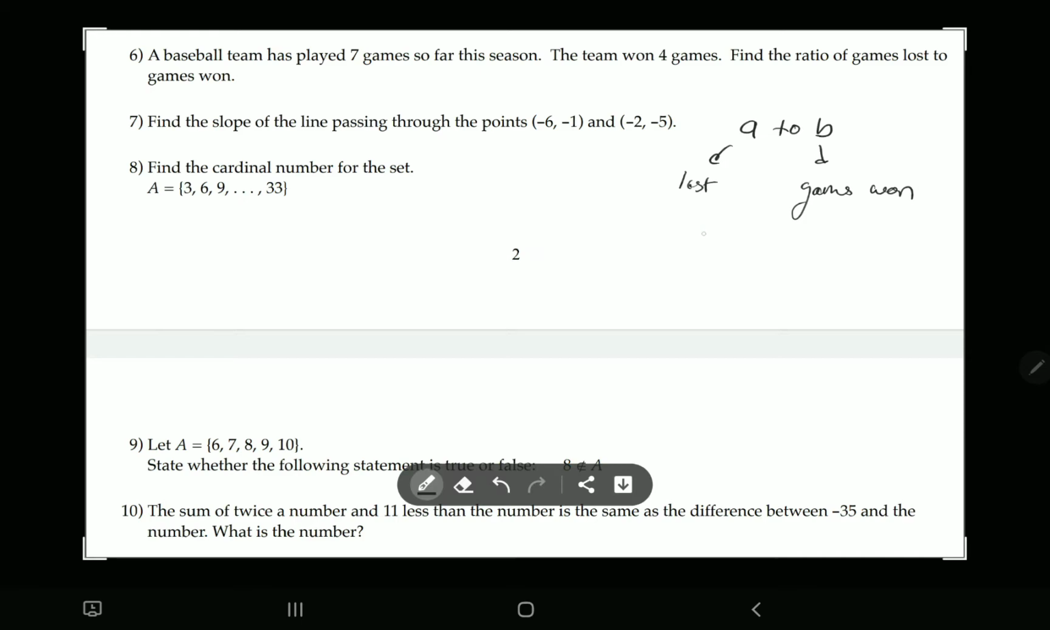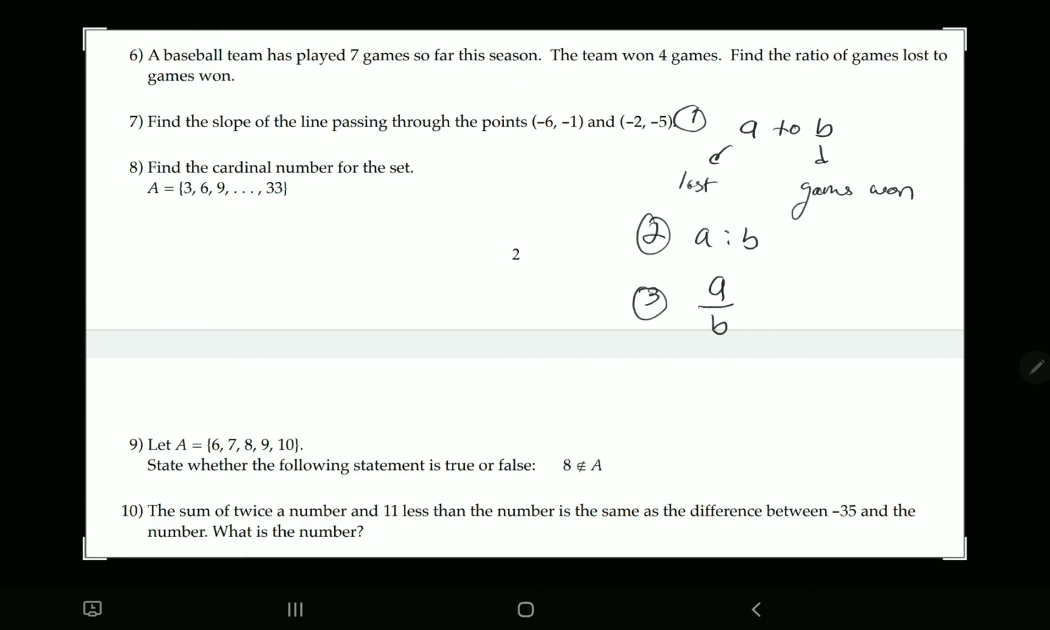I can write that as A to B using colons, and then I can write that in quotient form as A over B. Either or. So make sure you have these 3 formats down. The format I will use for number 6 will be this format, although the answer key may have a different format, but it'll be in one of these 3 forms. So make sure you have it down because I'm going to erase it.